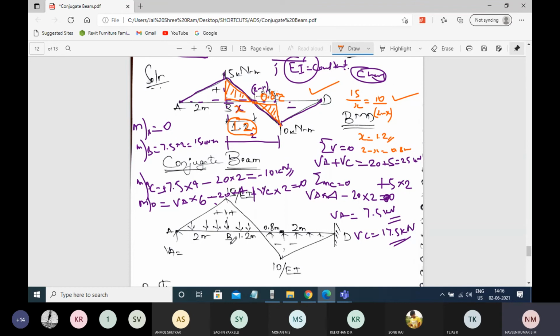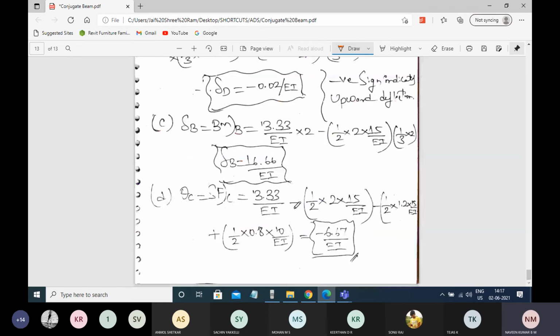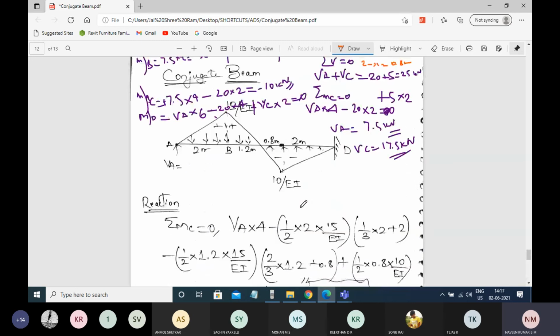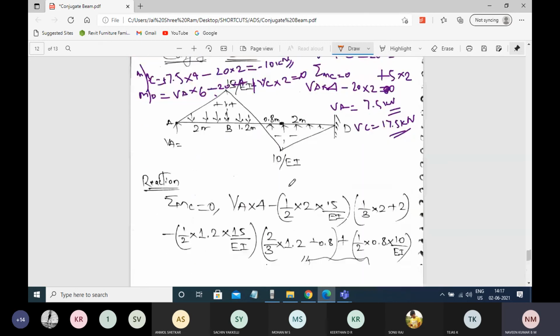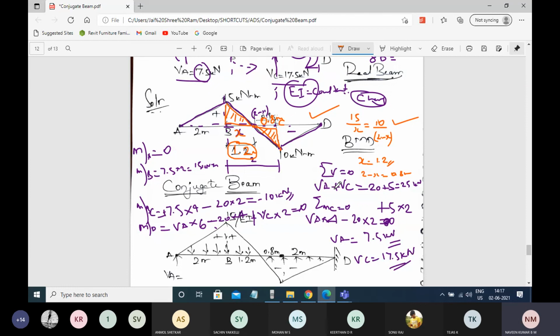So let me discuss how to write the conjugate beam. The method itself we'll discuss in the coming session, as it will take more than a few minutes and I cannot cover it now. Let me discuss how to write the conjugate beam, and then we'll end this session. Once we have the bending moment diagram, we can easily write the conjugate beam.